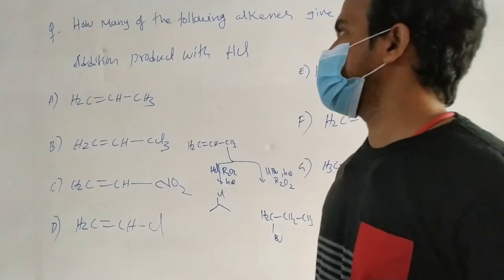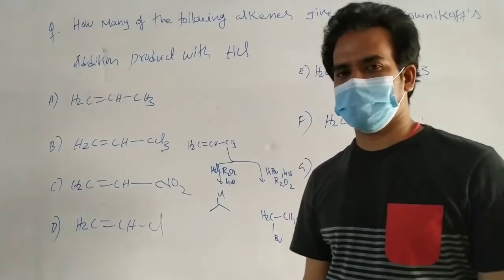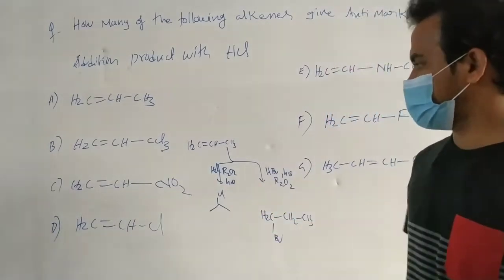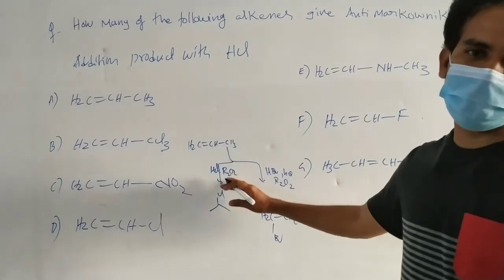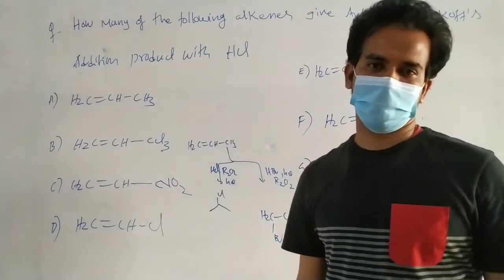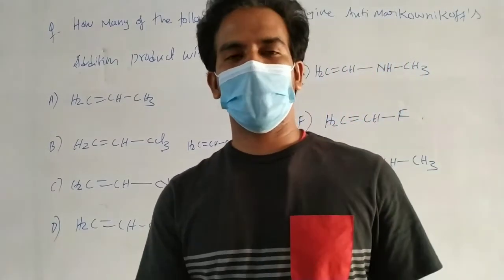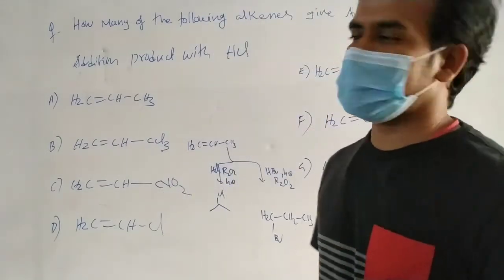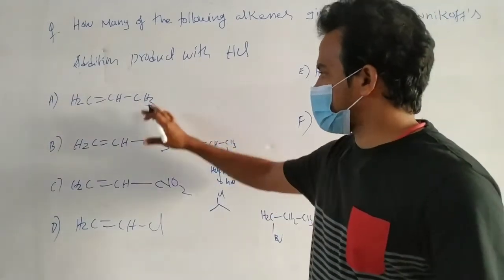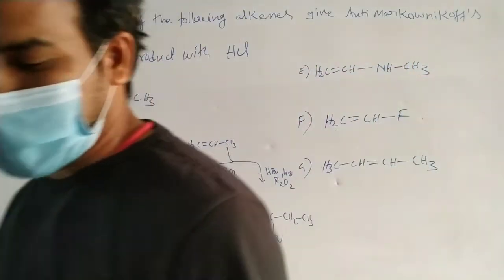But here the question is, how many of the following alkenes give anti-Markovnikov addition? Generally, HCl always gives a Markovnikov product, but that statement is wrong. HCl gives an anti-Markovnikov or Markovnikov addition product depending on the structure and nature of the alkene, the presence of the groups actually.